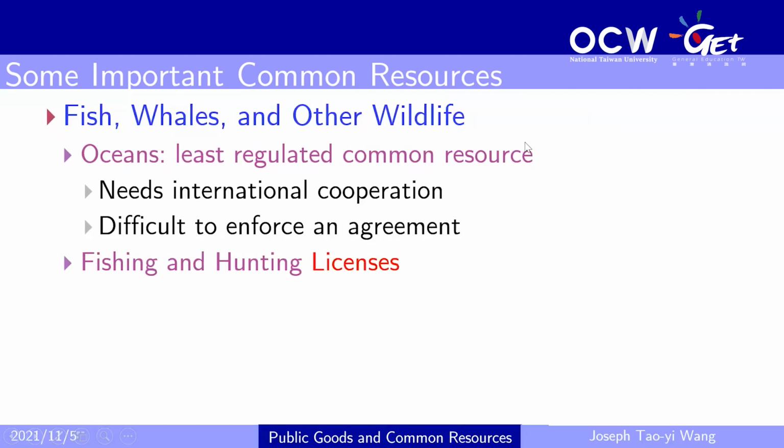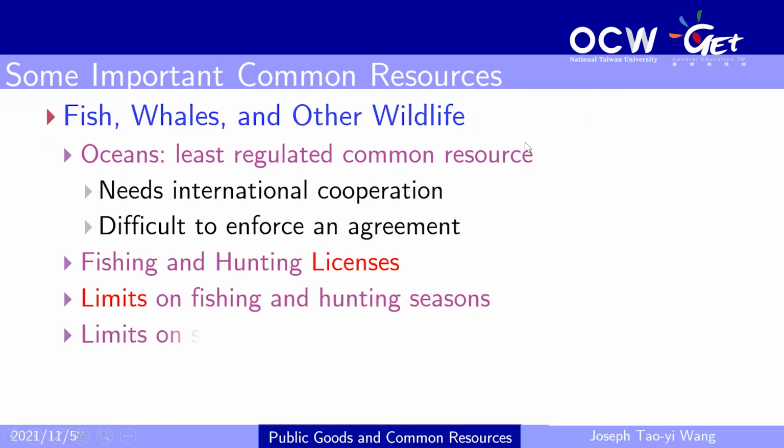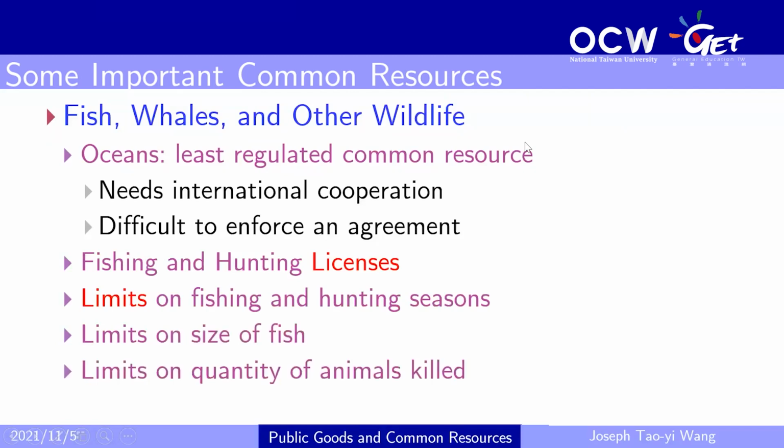So you could have these kinds of licenses to solve this. And of course, you could also say you can only hunt during October to January, some kind of hunting season. That also limits the usage. And you can also say, hey, when you fish, if you find a fish that is smaller than this amount, you should actually put it back into the ocean.